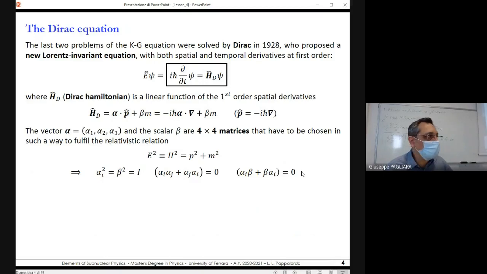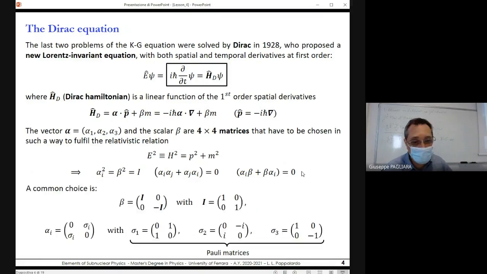Of course, there are many possible choices for alpha and beta. The common choice, the simplest one, is to use as beta this 4x4 matrix, where I is the 2x2 identity matrix, so we have two by two blocks here. And the alpha components, where i goes from 1 to 3, are given by 0, sigma i, sigma i, 0, where sigma i are the three Pauli matrices that you know already from quantum mechanics, which describe the spin of fermions.